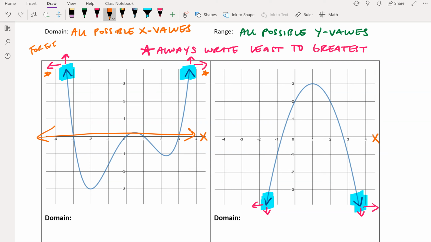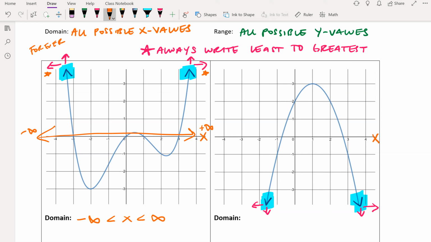Arrows mean forever. Okay, so if this is going forever to the left, that's going to go to negative infinity in the x direction, right? So I'm going to put negative infinity over here on my x-axis. That's forever to the left. What about forever to the right? Positive infinity. So my domain, you're going to go least to greatest. Remember, least to greatest. So my domain goes from negative infinity, that's the smaller one, and then x is in between negative infinity and positive infinity.